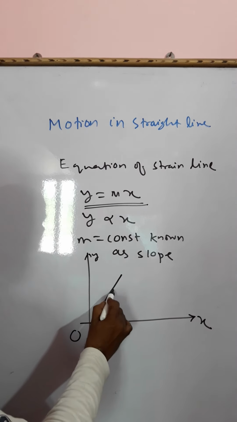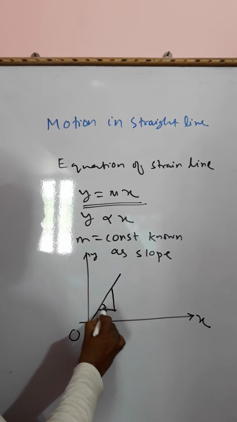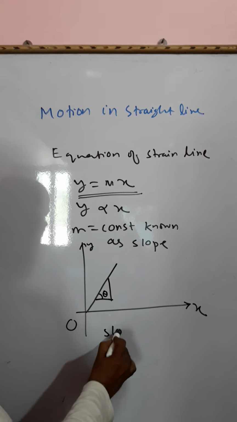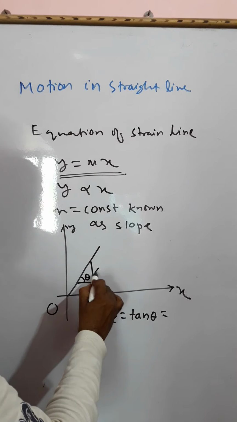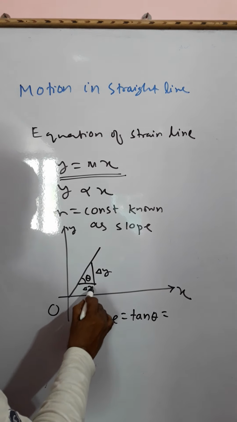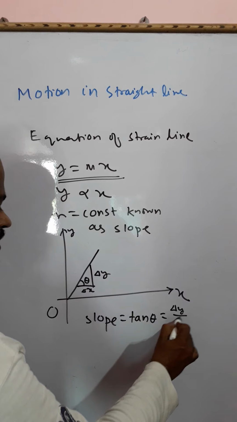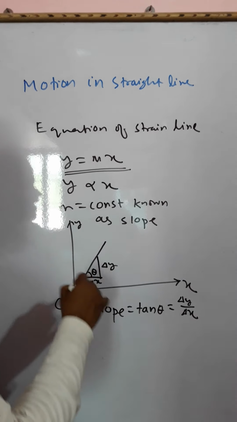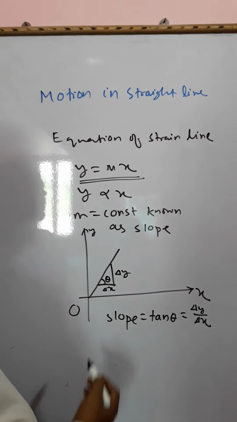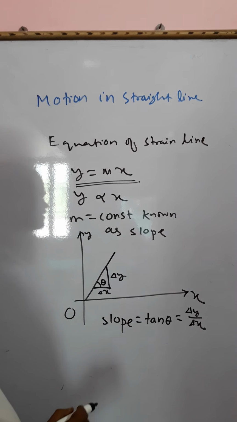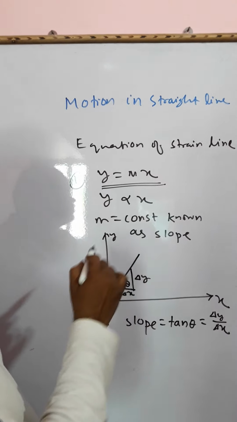The slope, this is theta. Slope equal to tan theta equal to delta y by delta x. And here the slope is positive because tan theta is positive. So y equal to mx, case 1. Come to case 2.